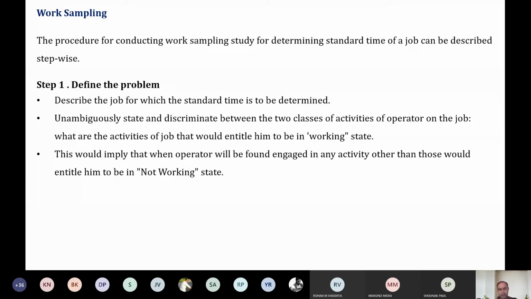While selecting the job for conducting this work sampling, you need to be very careful. We should always try to find the idle time of the job. So you can select a job where you find your employees are idle for a long period of time. To those jobs you can conduct the work sampling.